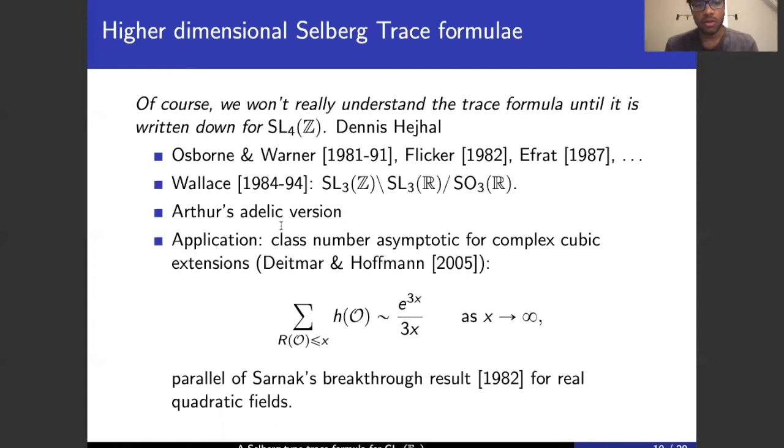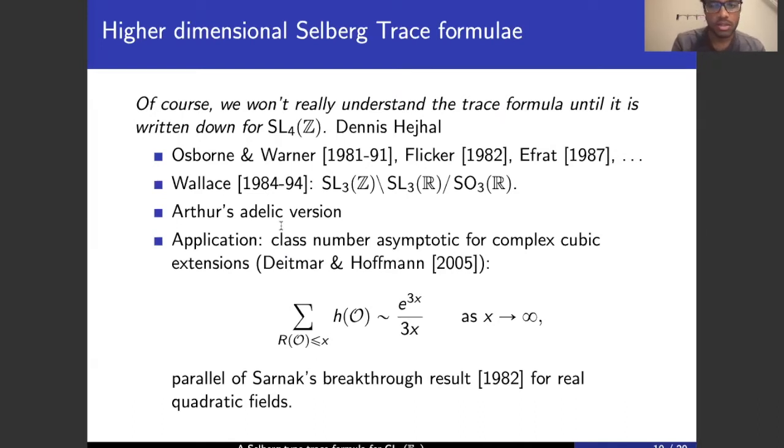And so there are quite a few applications of these generalizations, and they tend to be quite sophisticated. Here is one by Deitmar and Hoffman. They prove a nice asymptotic for the class numbers of complex cubic extensions. The partial sums of the class numbers of orders in complex cubic extensions, ordered by the regulator, they prove is asymptotic to e to the 3x over 3x as x tends to infinity.